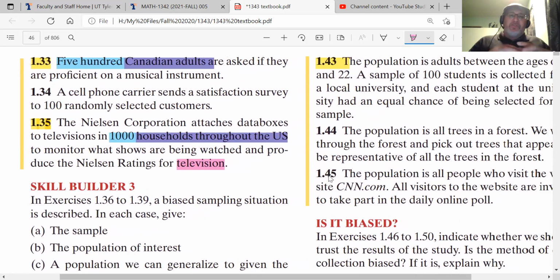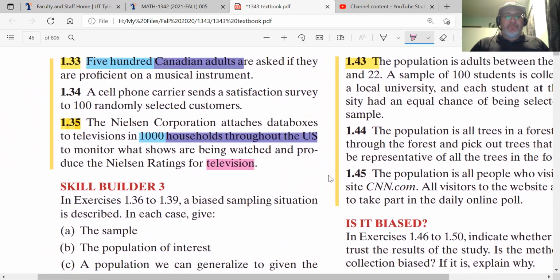Now, if the Nielsen Corporation was trying to make a claim about the entire population, then their sample doesn't accurately represent the population because they would have to include some people in their sample whose households do not have televisions. Of course, then there wouldn't be any data, but these are things you have to think about when you're choosing samples.